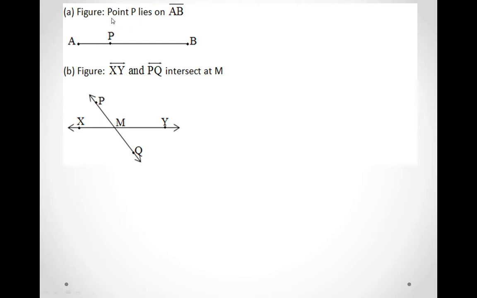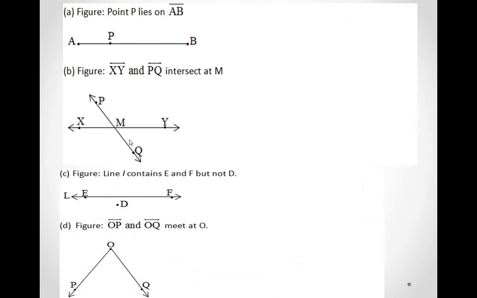Figure first, point P lies on line AB. So first we will draw line AB, and on that line we will show point P. Next, figure: line XY and line PQ intersect at point M. Now both lines intersect, so both lines cross each other, and whatever common point is there, which is the point of intersection, we will name it point M.